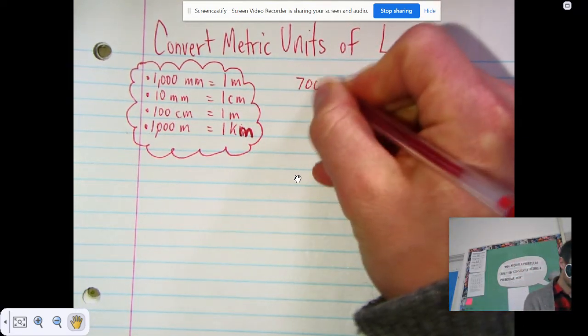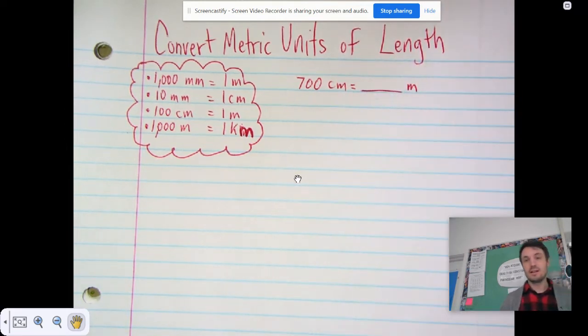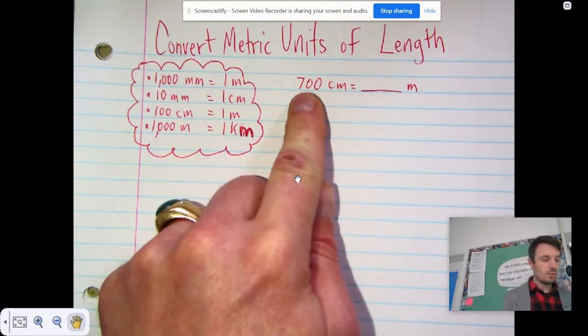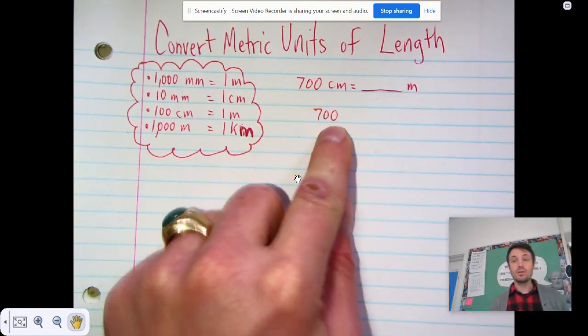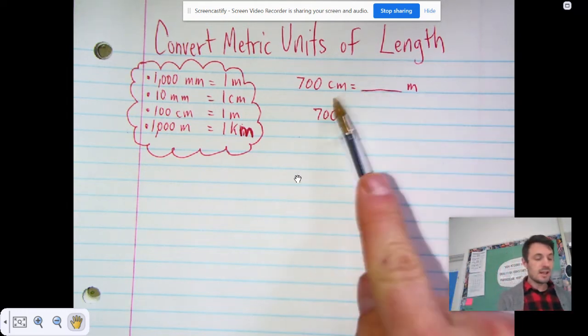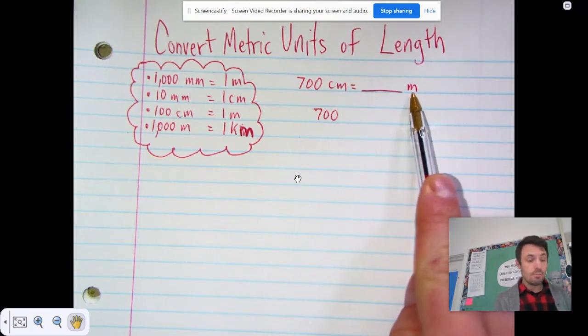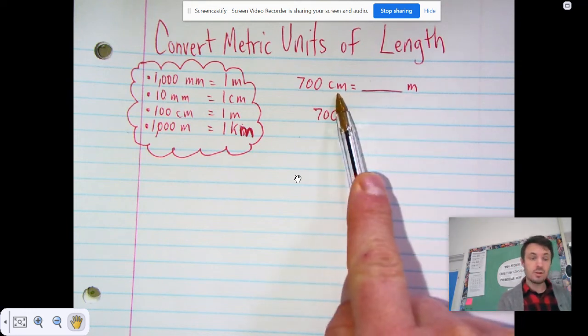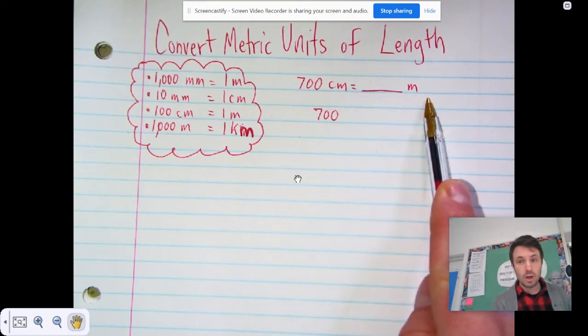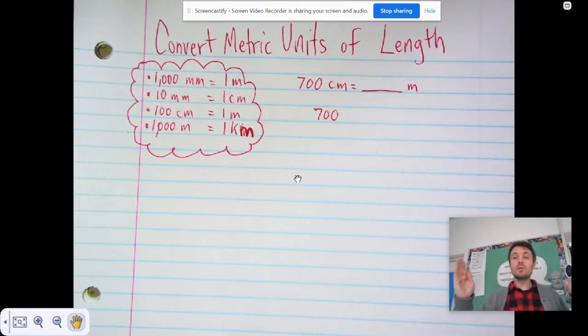Let's say we have 700 centimeters, and we want to find out how many meters that is. So we start with the number we have, 700. Now we're either going to multiply or divide. If we're going from a larger unit to a smaller unit, we multiply. If we're going from a smaller unit to a larger unit, we divide. We have the answer in centimeters. We're trying to find it in meters. Meters are bigger than centimeters. Centimeters are smaller than meters. So we're going from centimeters to meters. That's a smaller unit to a larger unit.